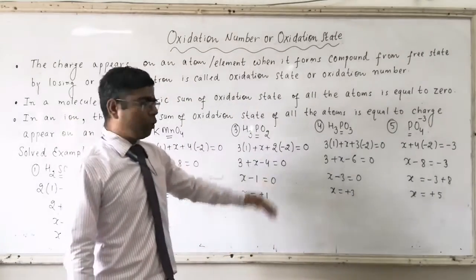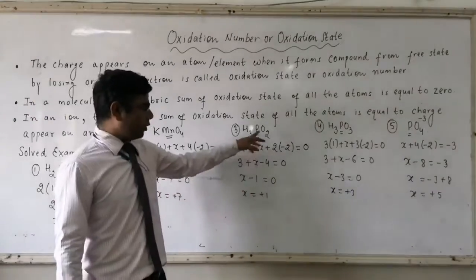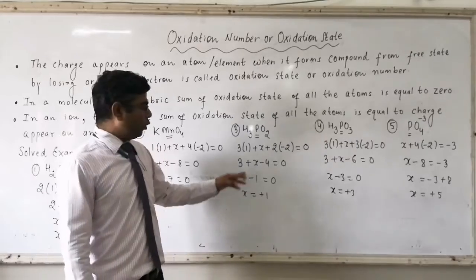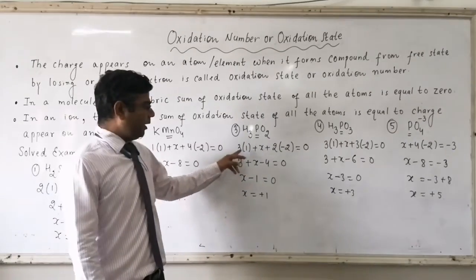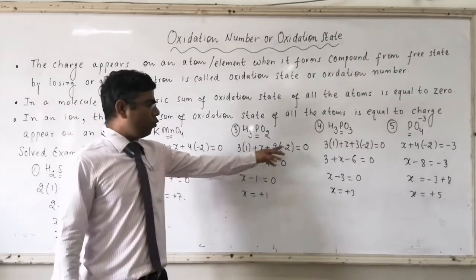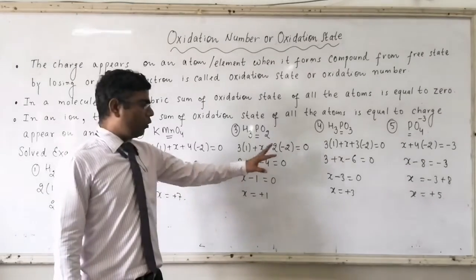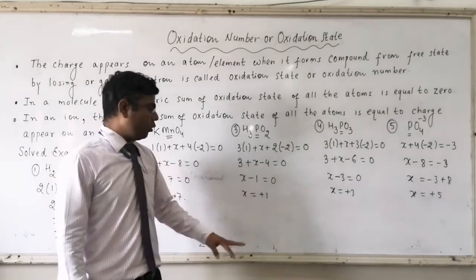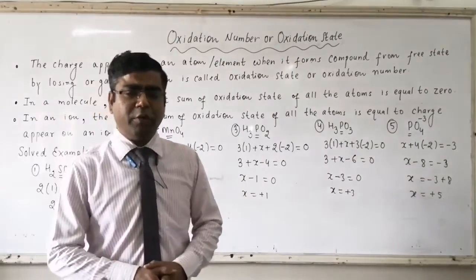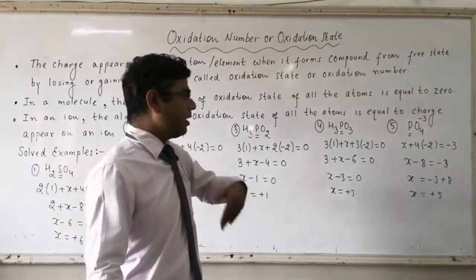Then comes H3PO2, which is called hypophosphorous acid. We have to calculate for phosphorus. This is the underlying element. So again, 3 atoms of hydrogen, 3 into plus 1 for hydrogen, plus X for phosphorus, plus 2 into minus 2 for oxygen equals 0. Solve it. 3 plus x minus 4 equals 0. X minus 1 equals 0. So x will be equal to plus 1. So in H3PO2, the oxidation state for phosphorus is plus 1. It means 1 electron is moved away from phosphorus and is towards oxygen.